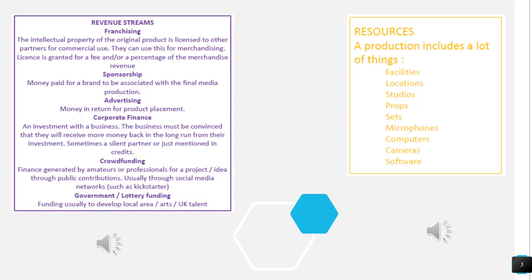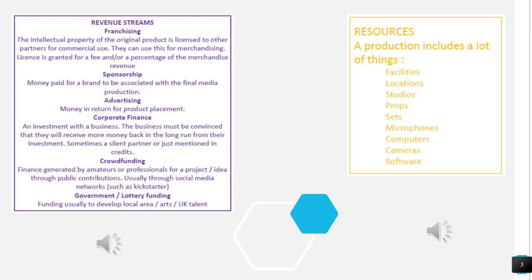So the final thing that can have a big impact on the final production of a media product is the resources. What resources do you have available? So obviously finance links to this, and time as well, because you might not be able to access certain resources with a certain time, and obviously you won't be able to afford them if you don't have the right finance. But resources are really important to a production.